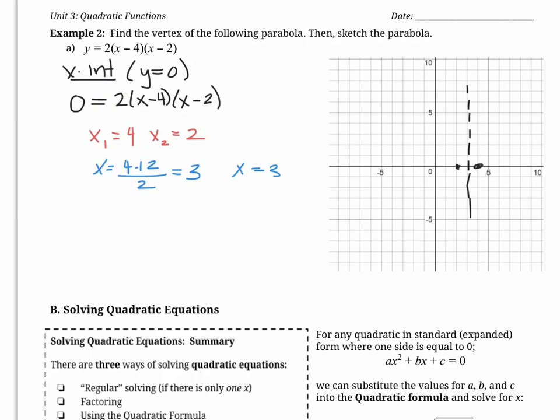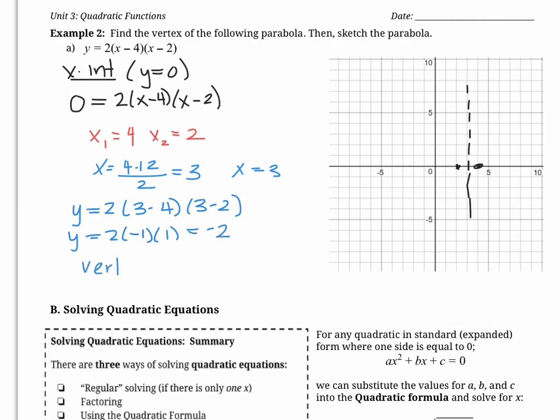So in order to find the vertex, all I have to do is plug in. We already have the x value at the vertex. We're just going to find our y value. So I'm going to plug in that x value to find the vertex. I'm going to plug in 3 every time I see an x. 3 again. I'm going to solve for this vertex. So I have 2. 3 minus 4 is -1. 3 minus 2 is 1. This is going to give me -2.